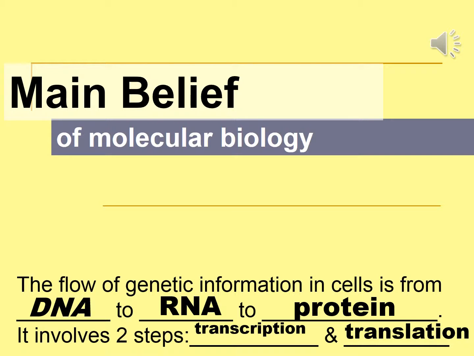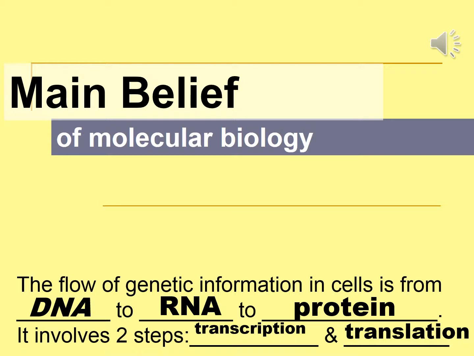And exactly what is that main belief? Well, that main belief, or central dogma, is that the flow of genetic information in the cells goes from DNA to RNA to protein. And this is the central dogma. Focus on this. Make sure you write these things down because this is the basis for molecular biology.